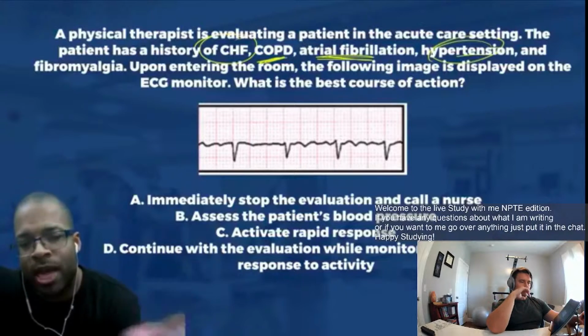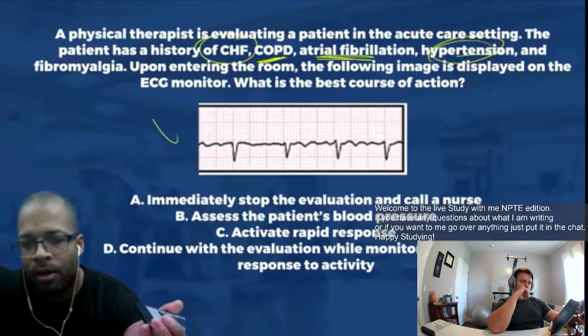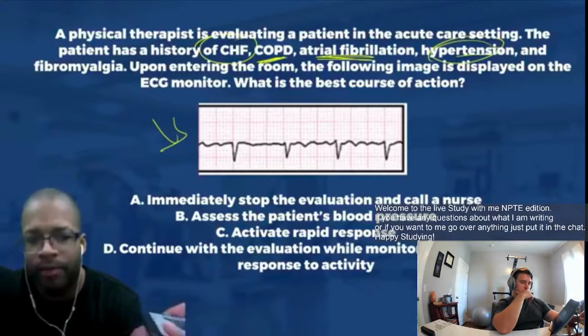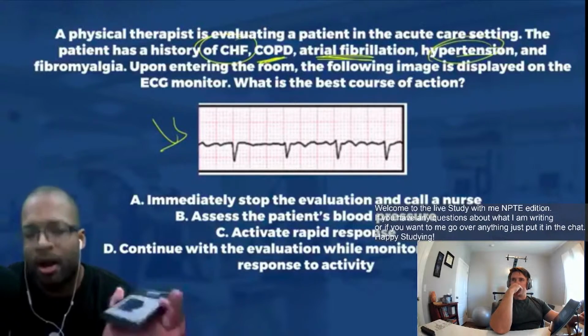What I do is I always start on the left side of the ECG or EKG reading, whatever you want to call it. I always start there, and I know what my waves are.